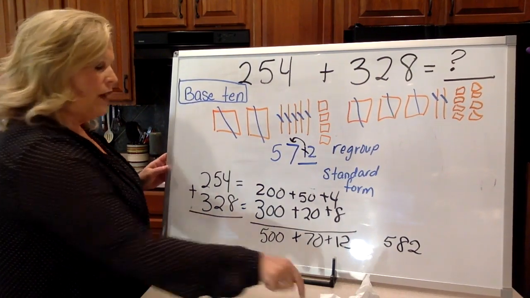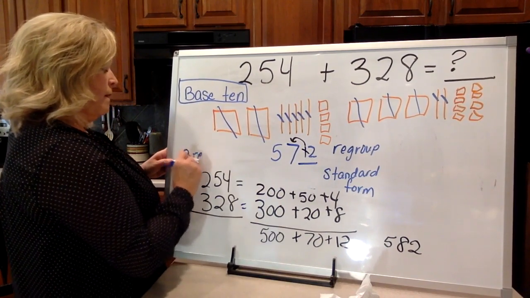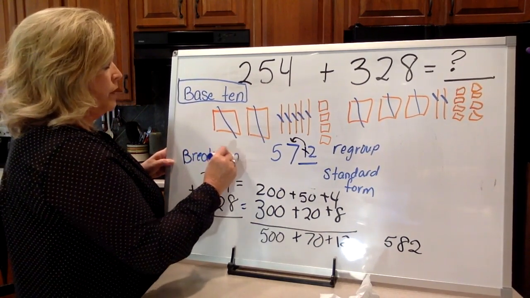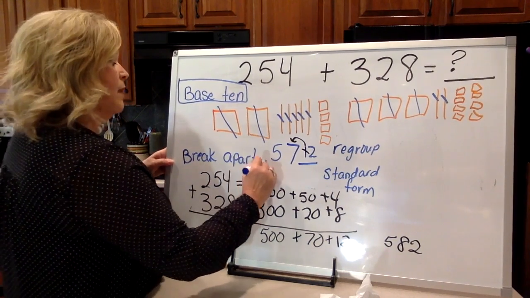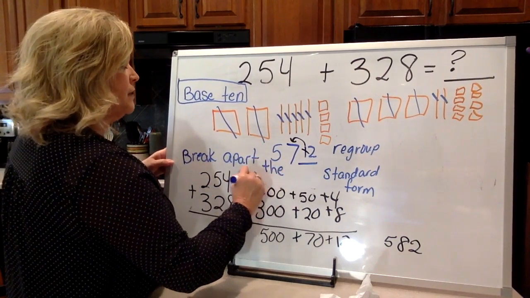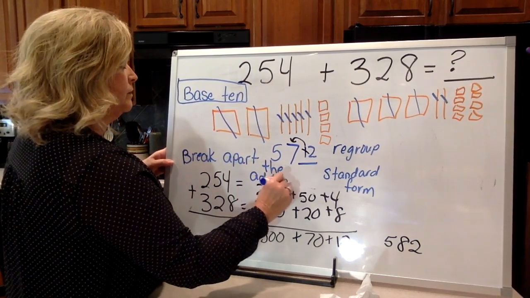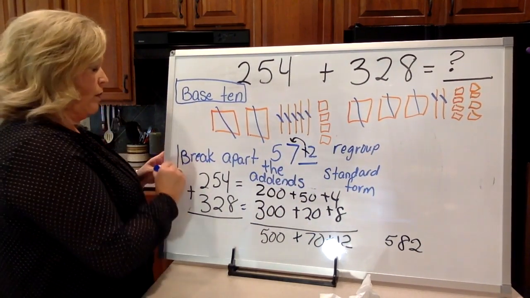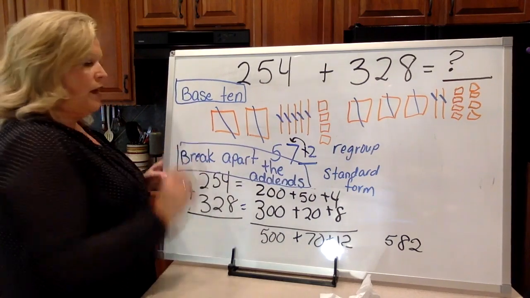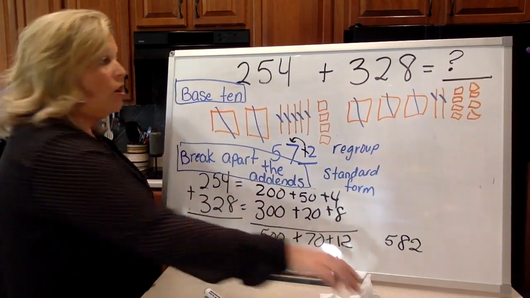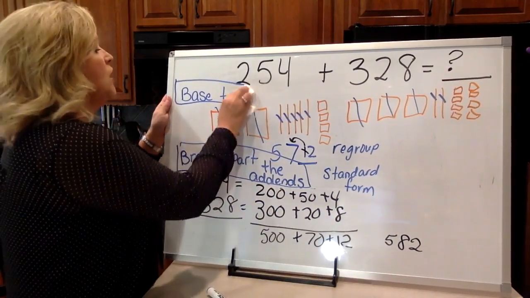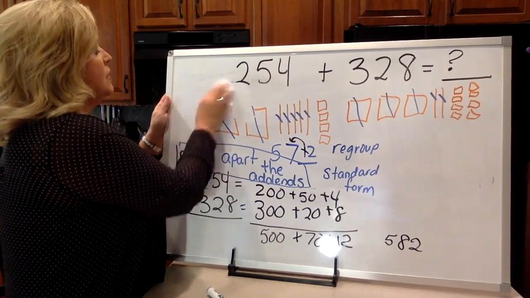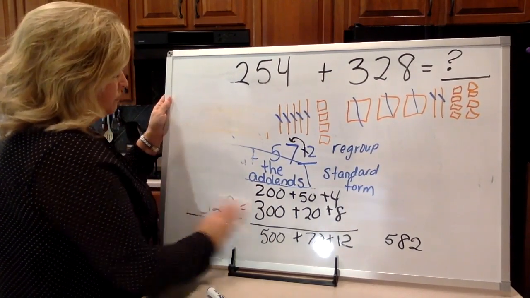So we call this strategy break apart the add-ins. Or you might want to call it expanded form. So now you have 2 strategies. Now we need the hardest. I think it's the hardest strategy. Your brain might love it. You might think this is the easiest strategy.